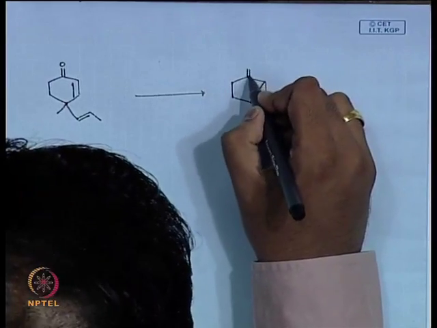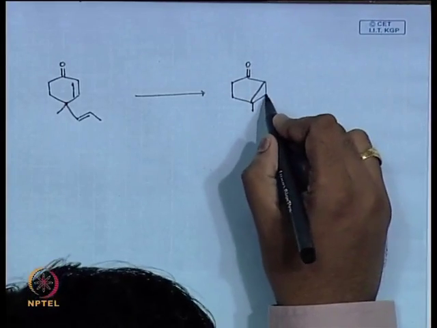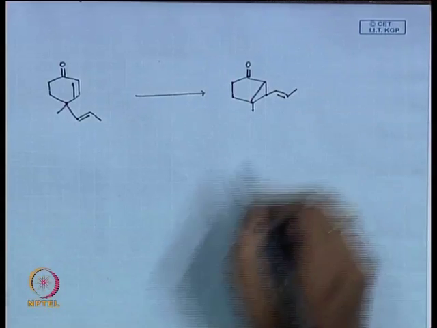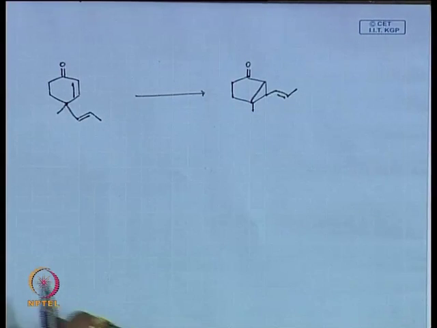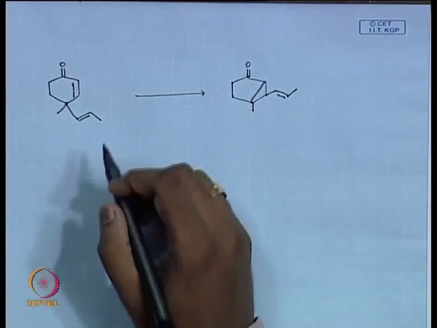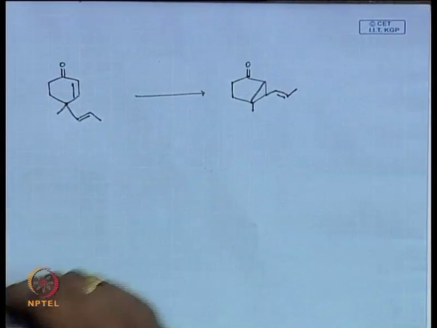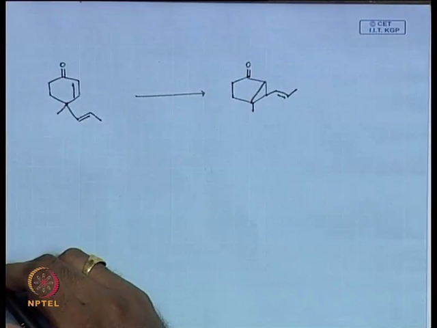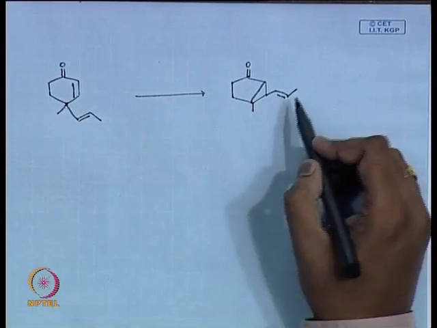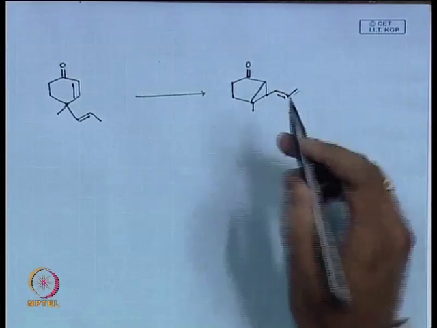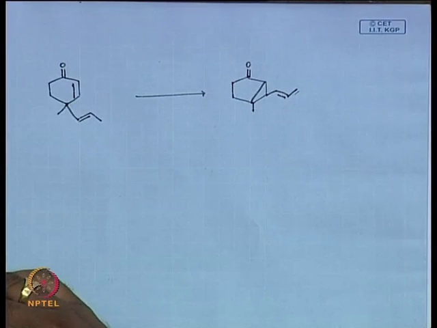So this is the product you got. You can move the bonds. If you want, you can do the other way around with a double bond here. That product is also formed.